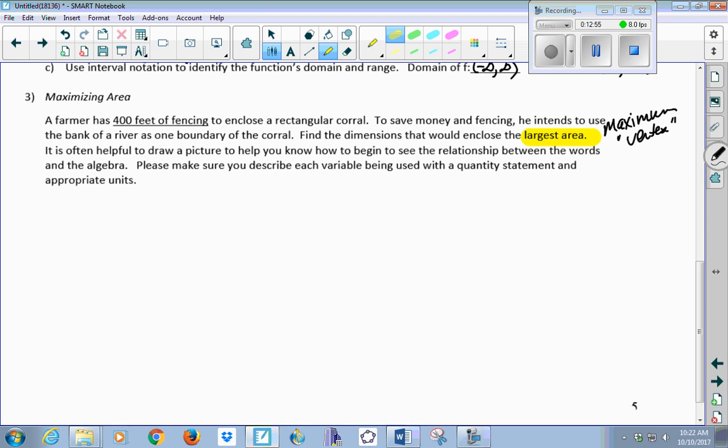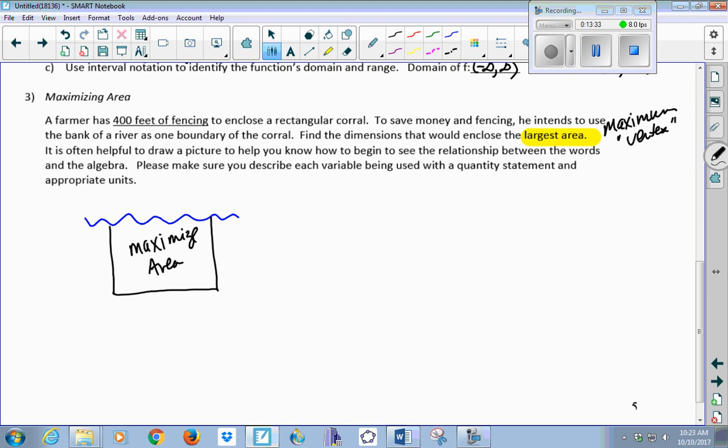It is often helpful to draw a picture to help you see the relationship between the words in algebra. Please make sure you describe each variable being used with a quantity statement and the appropriate units. So let's figure out what is going on here. We've got some riverbank, and we're going to take some fencing, 400 feet of it, and we're going to use the riverbank to be one side of our corral, and we want to figure out how to maximize the area inside this corral when we have 400 feet of fencing.